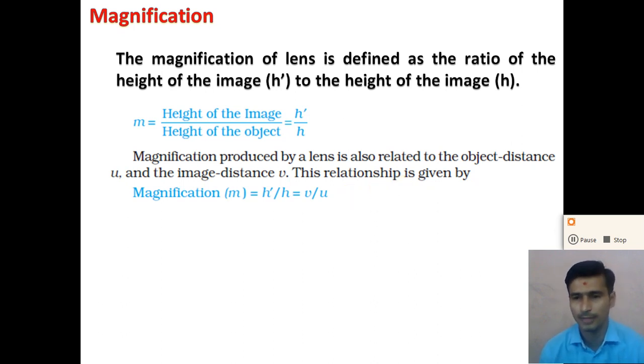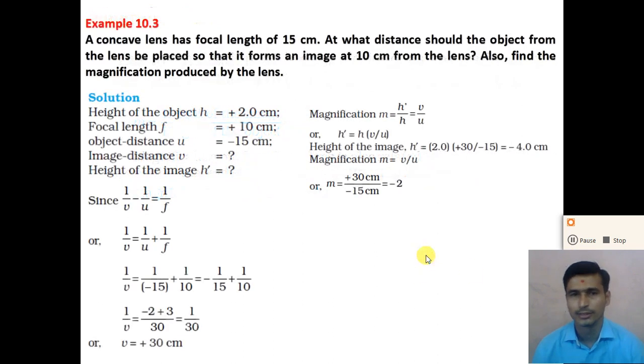So what do we mean by magnification? Understand, the magnification is defined as the ratio of the height of the image to the height of the object. So now dear student, with the help of the lens formula and the formula of the magnification, h dash by h is equal to v by u, we can calculate some numericals regarding the lens formula and the magnification. So let us discuss some solved numericals given in the textbook.